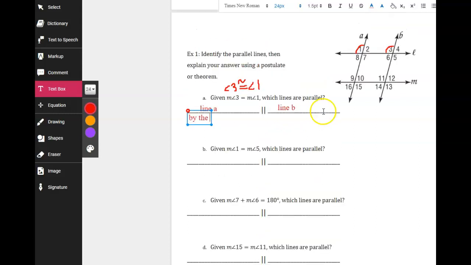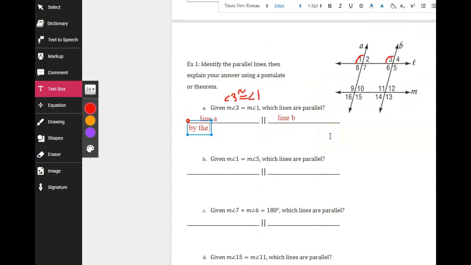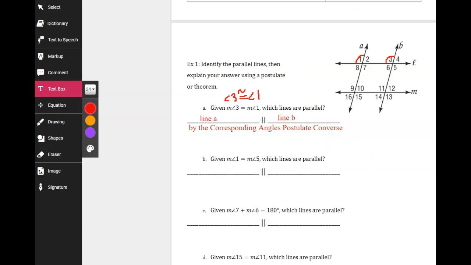So if I look at my diagram, and I look at angle 1 and angle 3, you need to identify the type of pair that they are. Well, angle 1 and angle 3 are in the same location with respect to the intersection of those lines, so that means that those are corresponding angles. And those corresponding angles are congruent to each other. So this is the corresponding angles postulate, but it's the converse. So the converse is what proves that the lines are parallel, not the postulate itself, but the converse, because the conclusion of the converse is that the two lines are parallel.